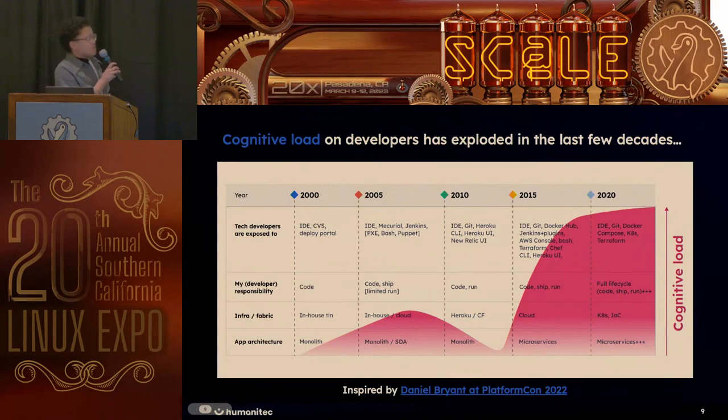I also wanted to show you this chart that was shared by Daniel Bryant at PlatformCon. He's head of DevRel at Ambassador Labs. But he talked about basically the increase of cognitive load from the perspective of an individual developer over the course of a multi-decade long career. And you can see that in 2000, you're working with IDE, CVS, a developer portal, you're only having to code, and by 2020, it's just exploded into so much more. And platform engineering is aiming to alleviate a lot of the cognitive load that comes from this increase in responsibility.